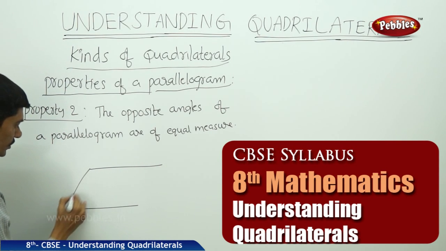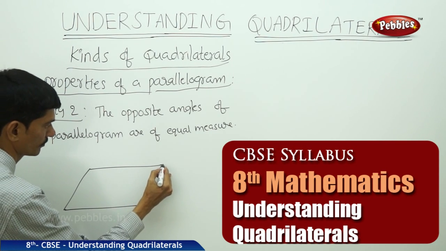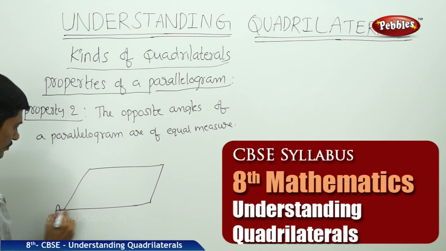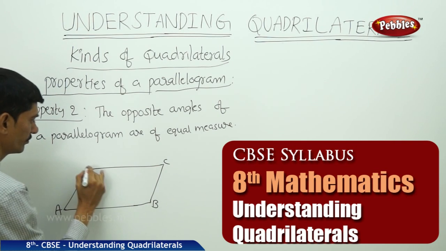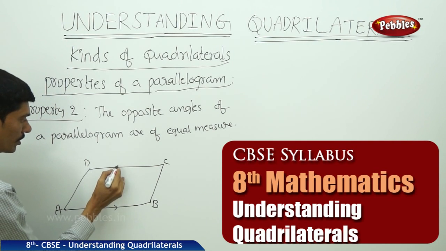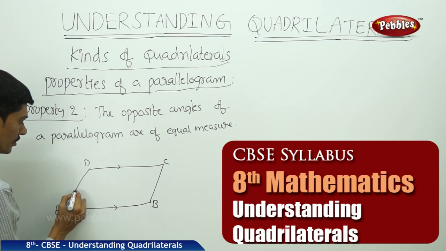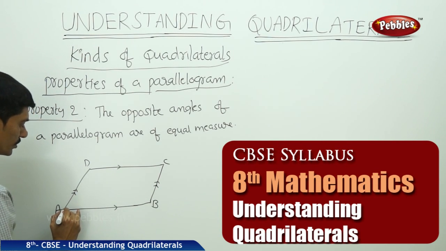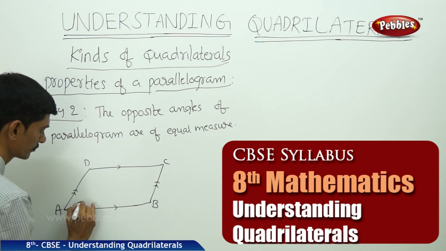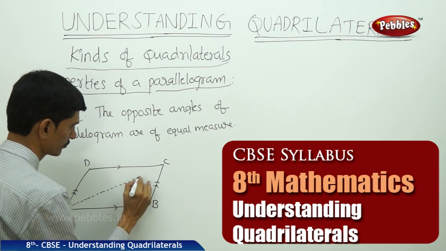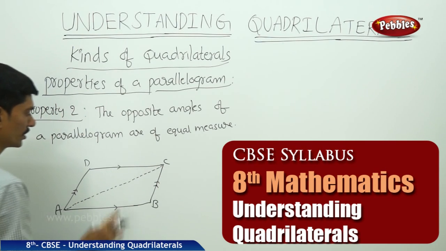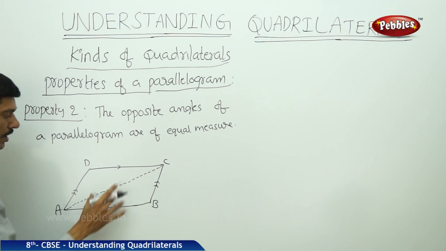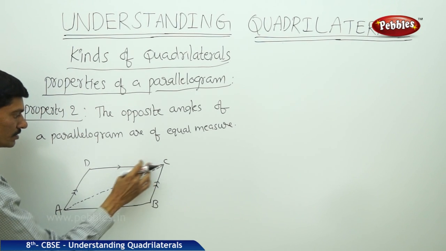To prove this property, ABCD is a parallelogram in which AB is parallel to DC and AD is parallel to BC. Now let us join diagonal AC. So here the parallelogram is divided into two triangles ABC and CDA.